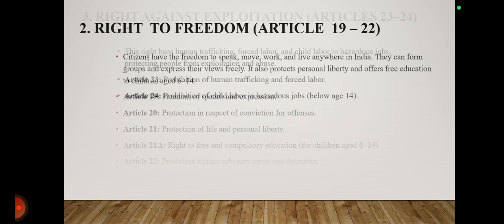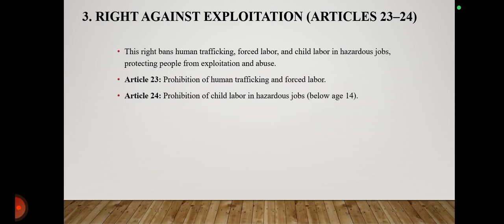Next is right against exploitation. Right against exploitation protects people from being abused or treated unfairly. It is covered under Articles 23 to 24. Article 23: Prohibition of human trafficking and forced labor. Article 24: Prohibition of child labor in hazardous jobs below age 14.